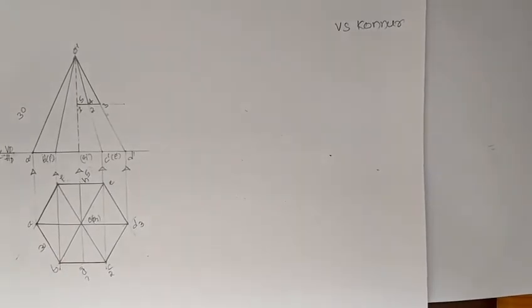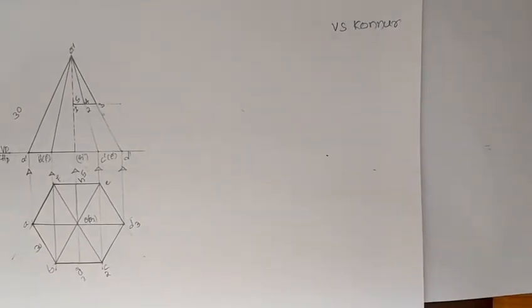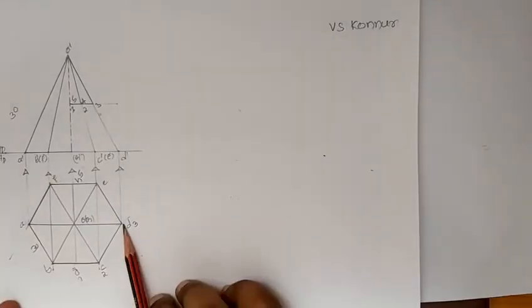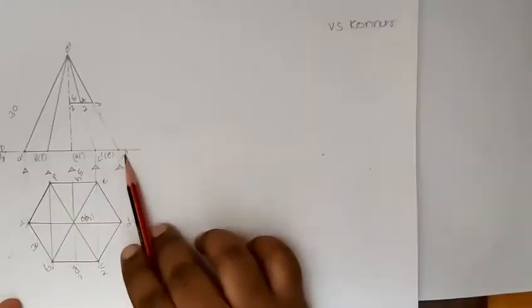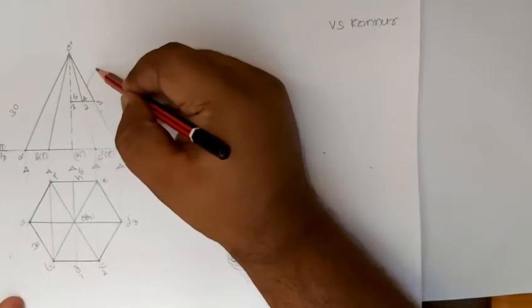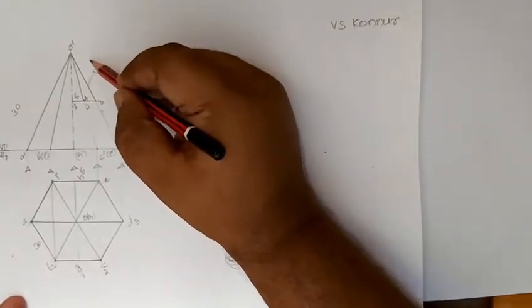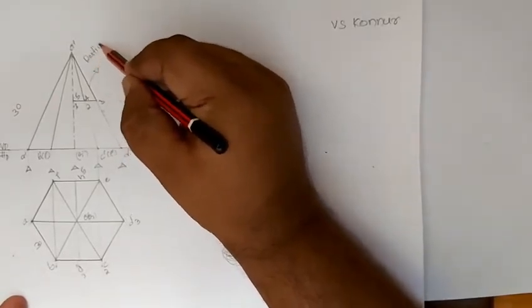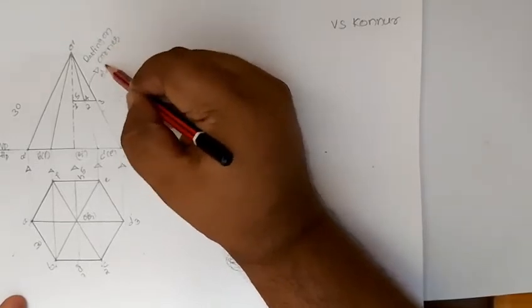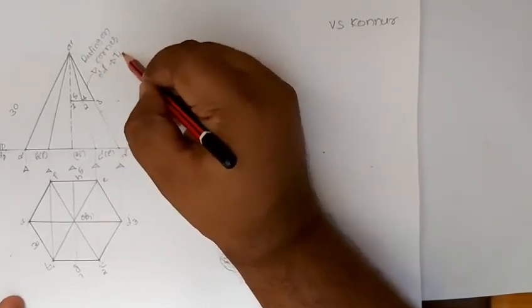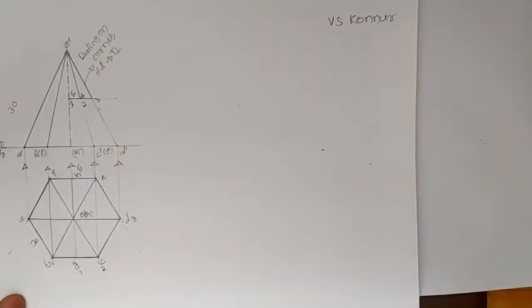So this is the only numbering part, and then it is resting exactly on a corner. When it is resting on a corner, O dash D dash is considered as the true length. No need of any construction. So O dash D dash will be your true length.